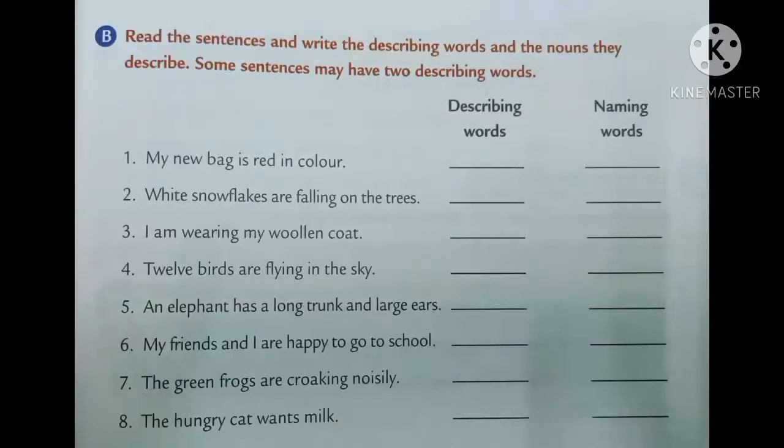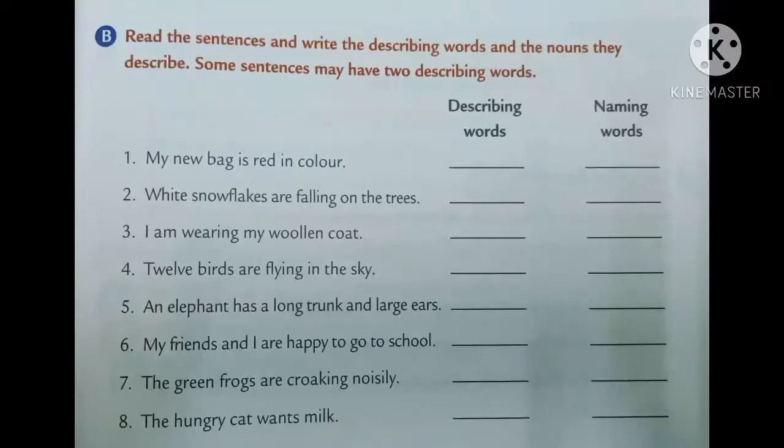You have to read the sentences. Okay, you have to write the describing words over here and the nouns which the describing words describe over the naming words. Okay, children, you don't have to write all the nouns given in the sentences. You have to write only those nouns which are described by the describing words. Understood, children? So let's start with the first one.